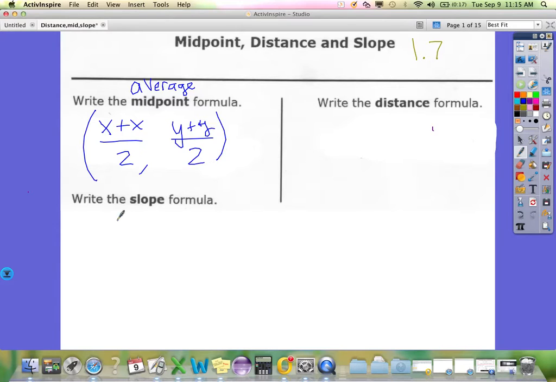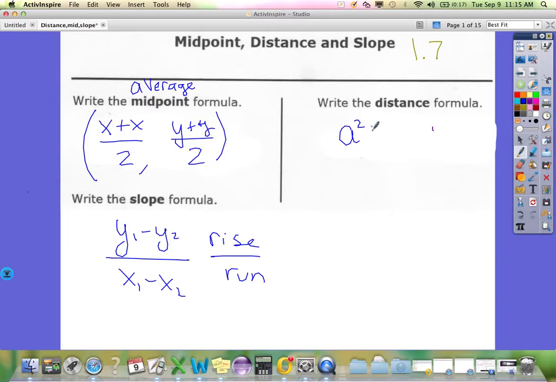Slope formula, you need to do y1 minus y2 over x1 minus x2. So it's rise over run, y's and rise on the top. You can also do y2 minus y1 over x2 minus x1. You just need to be consistent. So 1, 2, 1, 2.